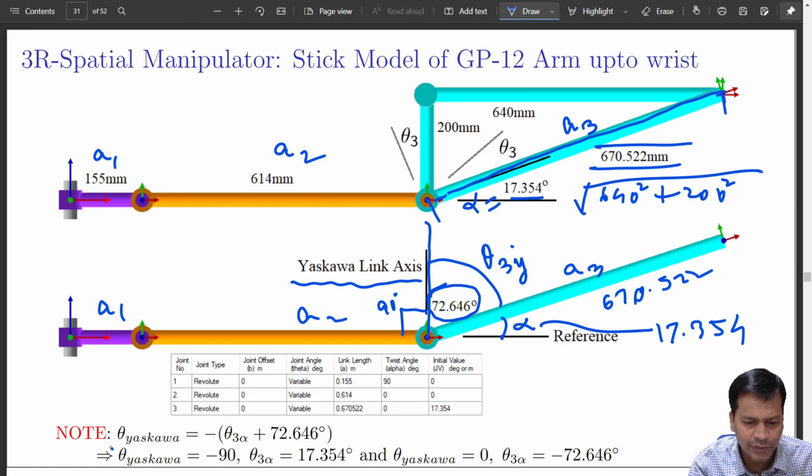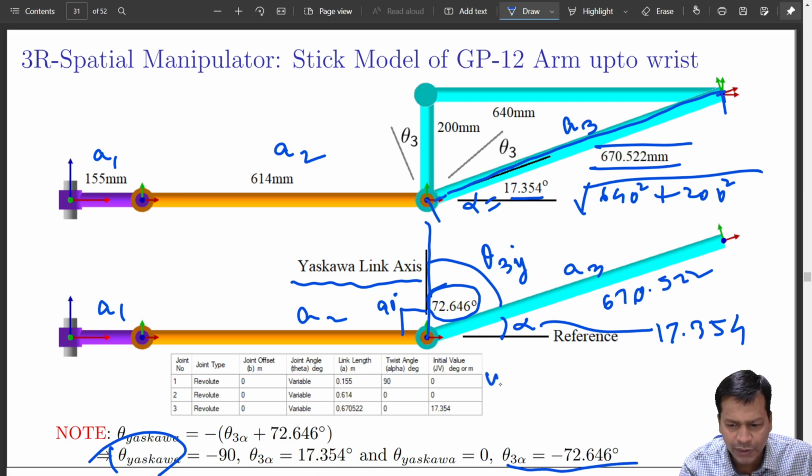That is what I have written over here, that you can quickly calculate as this. So in the current position, that is rotating like this, it is minus 72.646 degrees. Got it? Understanding Yaskawa is a different thing. Okay, it measures like this, but by default we'll solve it the way we do it.